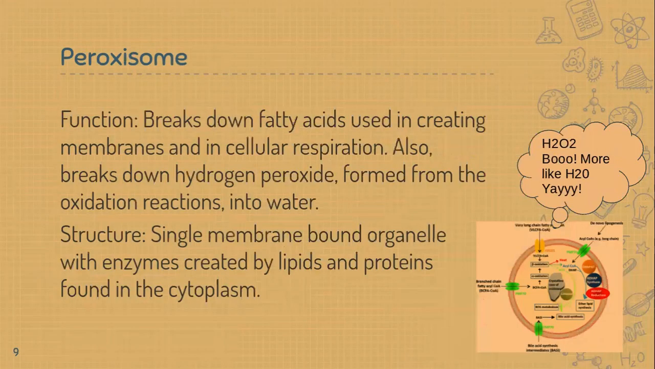Peroxisome. The function of the peroxisome is to break down fatty acids used in creating the phospholipid part of the membrane and in cellular respiration. It also breaks down hydrogen peroxide, which is very toxic, that is formed from the oxidation reactions, such as creating the fatty acids, and it turns it into water, which is not toxic. The structure of the peroxisome is a single membrane-bound organelle with enzymes created by lipids and proteins found in the cytoplasm.